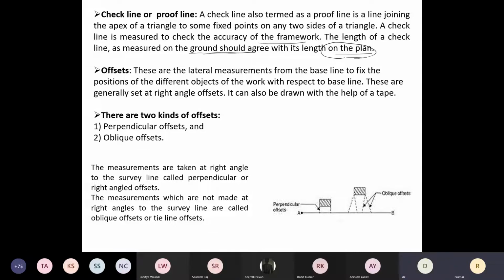Sir, can anyone explain once, if you have doubts? Okay, yeah, tell me, where is the problem? Yeah, please. Sir, the part about the ground should agree with its length on the plan.